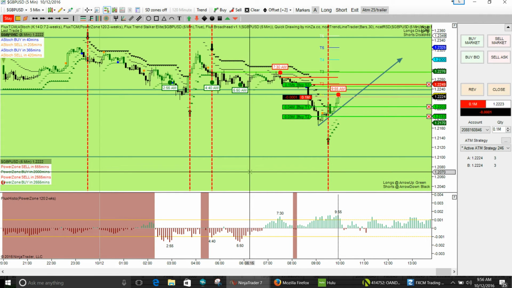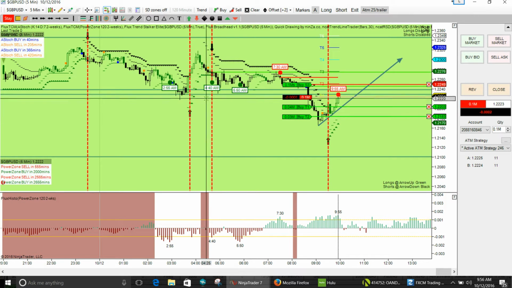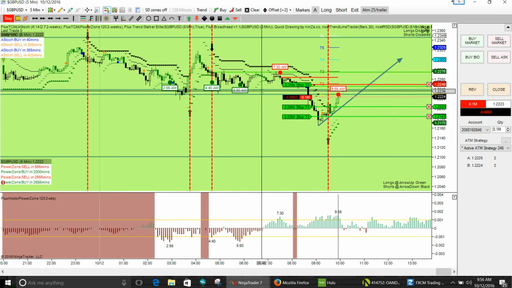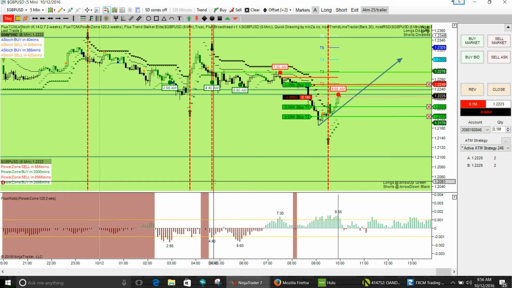We pull right back into support, which was support. Now it's resistance. We got one line here, then we have another line here, and it pretty much held, and then we finally broke through. So let's see what happens with this trade here.